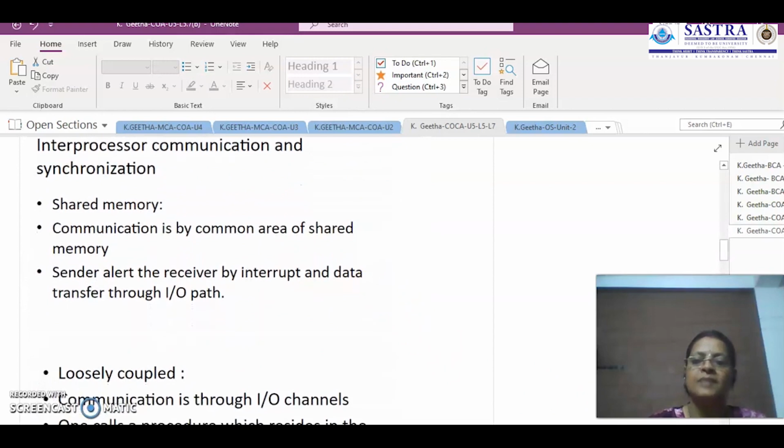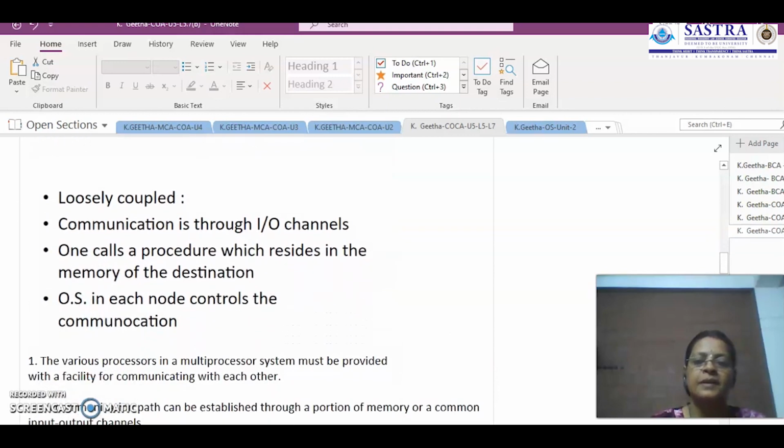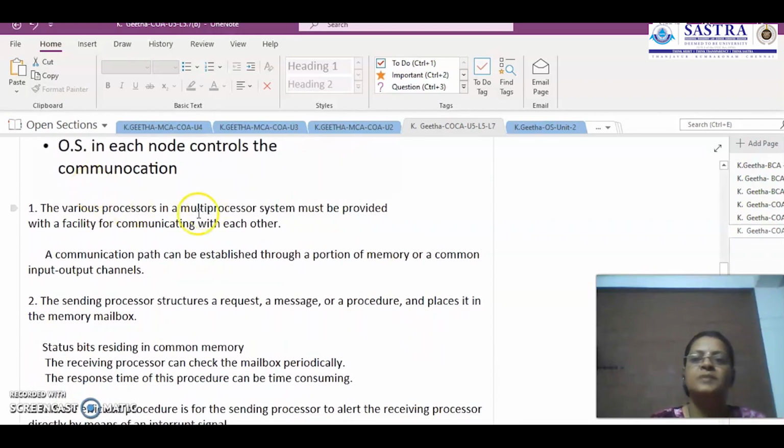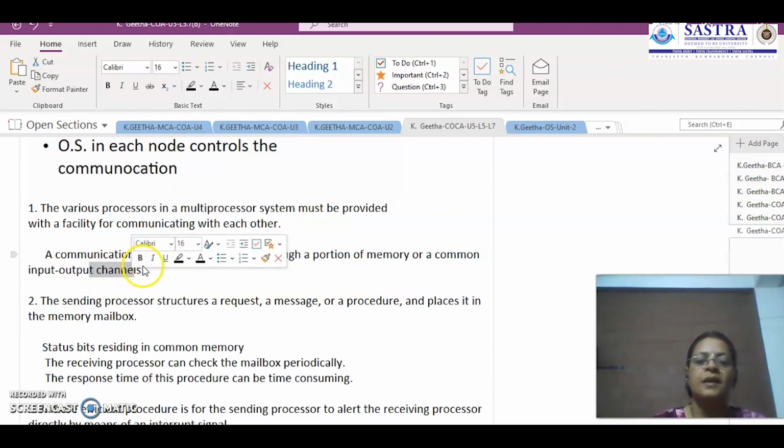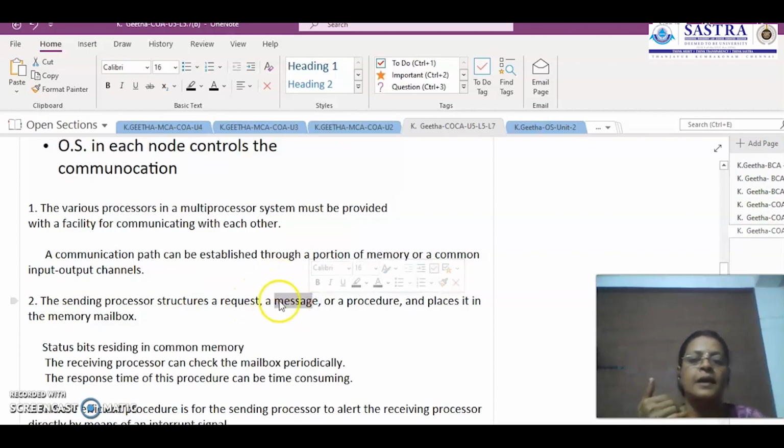So the same thing we have discussed here: the communication, the shared memory, the loosely coupled system, and the tightly coupled system. Various processors in a multiprocessor system must be provided with a communicating facility, and this communication is usually established by means of some input and output channel. Whenever the processor wants to communicate something, first it has to frame that message. So it has to structure the request, what message it is going to pass on, and by means of what procedure it is going to do so, and it will always place this information in the mailbox with respect to the tightly coupled system.